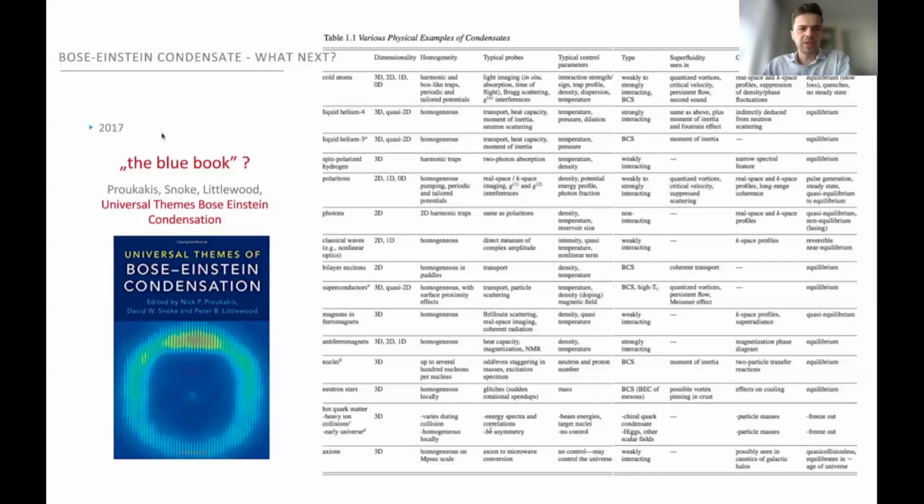In 2007, another book was published by Proukakis, Snoke, and Littlewood, where this table was significantly extended. Now it also includes cold atoms, but also systems such as polaritons that I will be talking about later, photons, classical waves, for example in nonlinear optics, magnons, and many more. So as you can see, the field of BEC is expanding in all kinds of directions and into all kinds of systems.